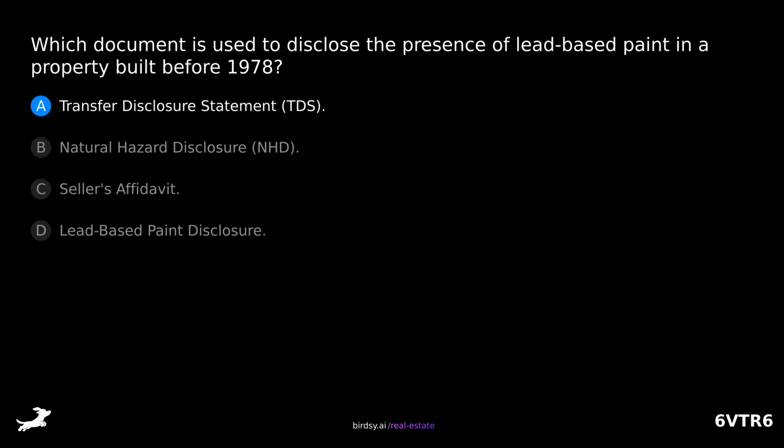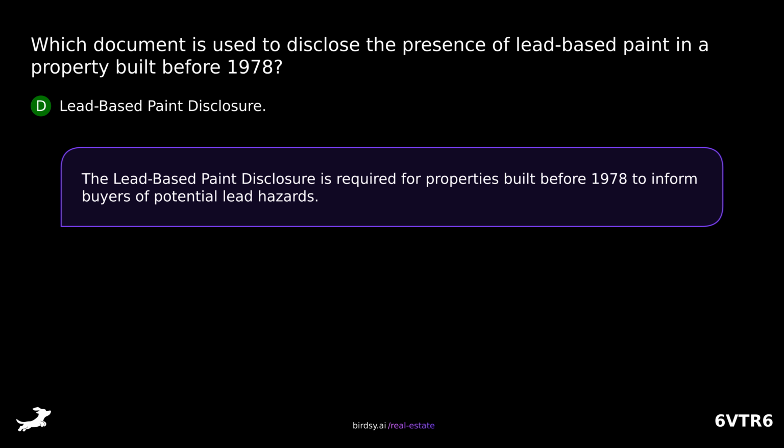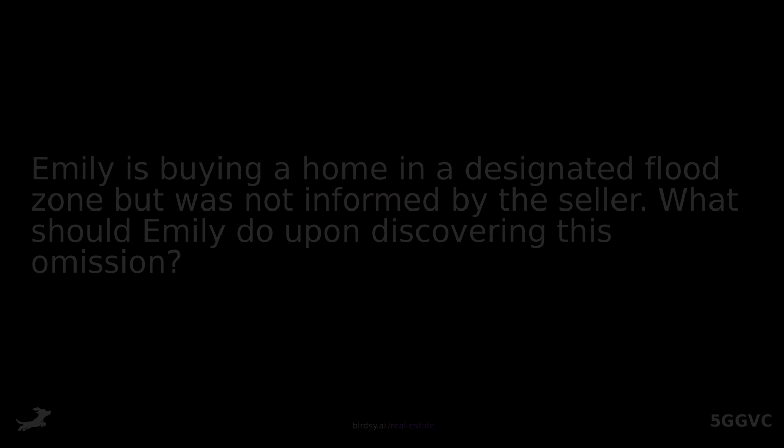Is it A, transfer disclosure statement? B, natural hazard disclosure? C, seller's affidavit? Or D, lead-based paint disclosure? The answer is D, lead-based paint disclosure. The lead-based paint disclosure is required for properties built before 1978 to inform buyers of potential lead hazards.